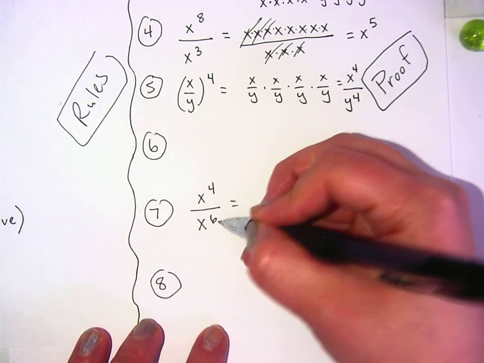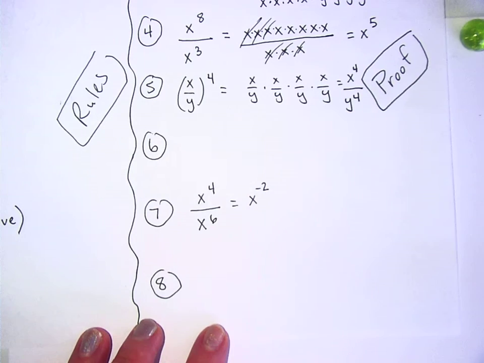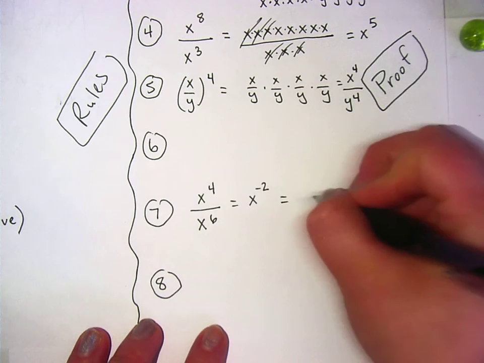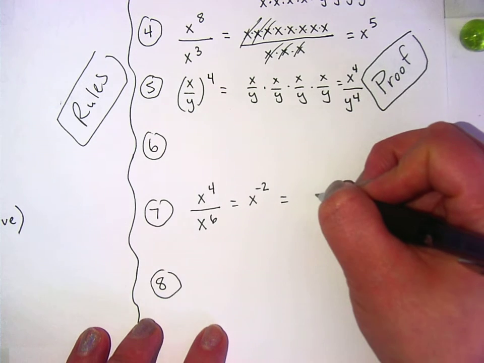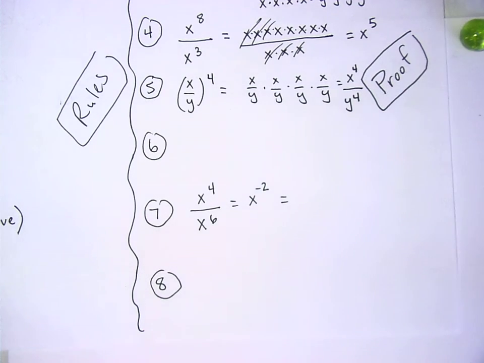Right, it'd be 4 minus 6, which is x to the negative 2. Or some of you are thinking that would be 4 x's on top, 6 x's on the bottom, which would leave us with what? No. All right, so cancel it out in your head, guys.